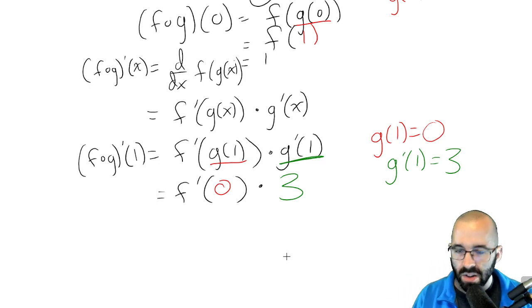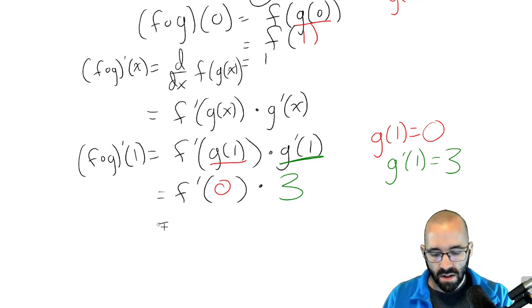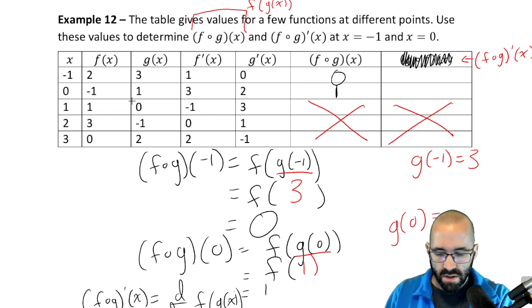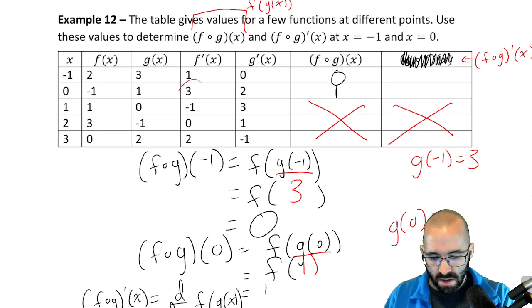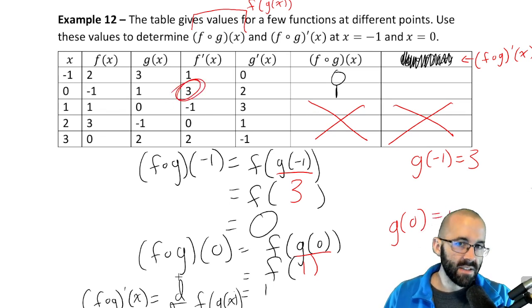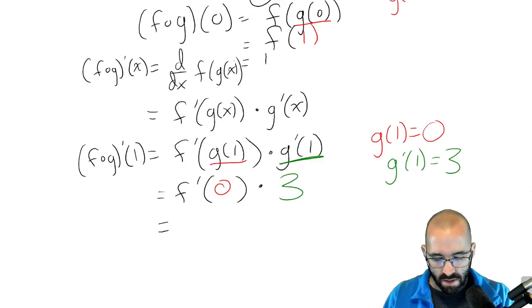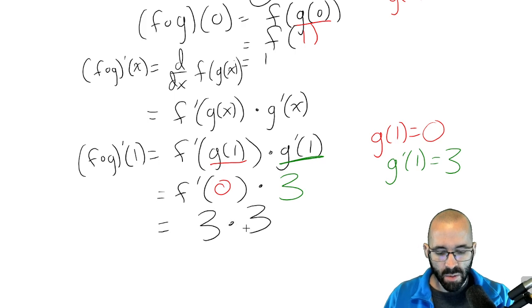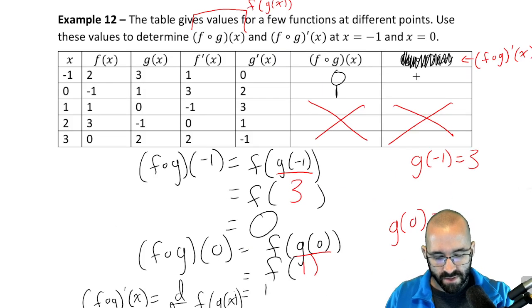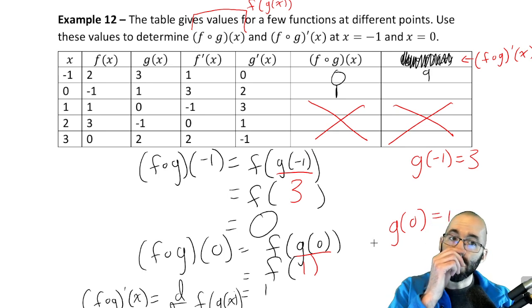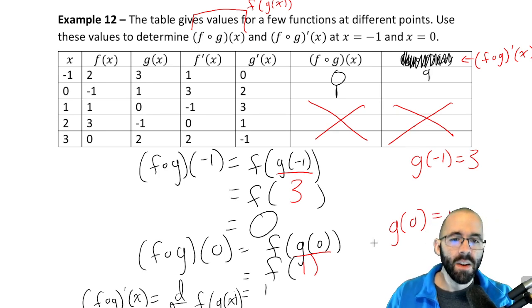Great, now we're getting very close. F prime of 0, when x is 0, f prime is 3. Times this 3 from over here. We're going to get this value is 9. Lots of hoops to jump through, but gives us some good practice with this notation.